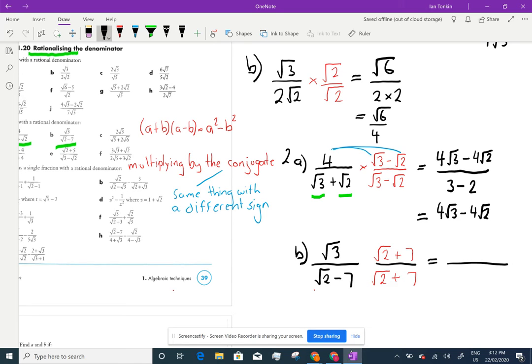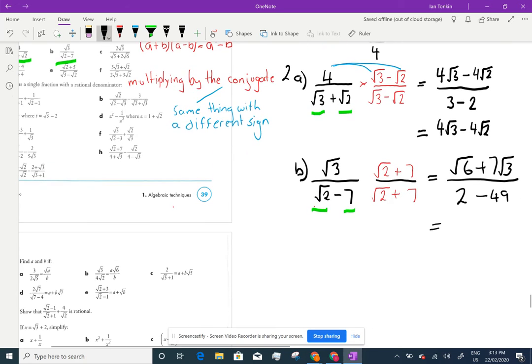On the top, root 3 times root 2, root 6. 7 times root 3, 7 root 3. On the bottom, remember, it's this squared minus this squared. Okay, root 2 squared is 2. 7 squared is 49. And there's a minus. So root 6 plus 7 root 3 on negative 47.